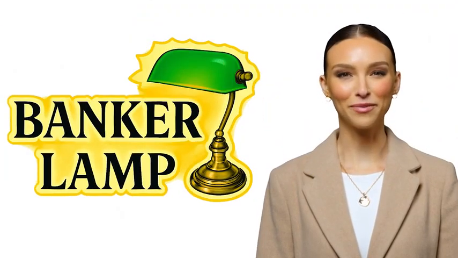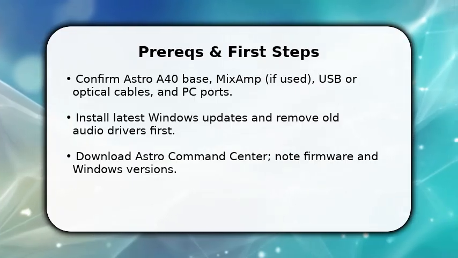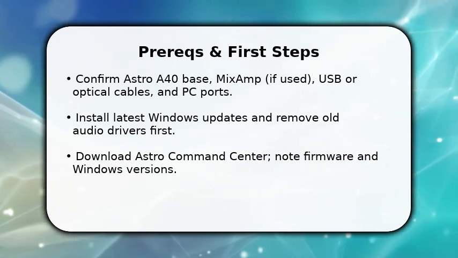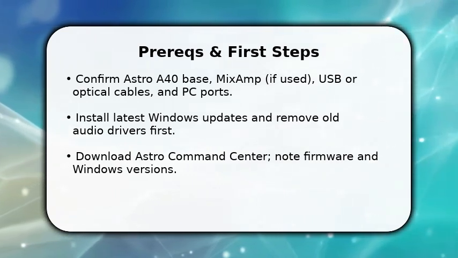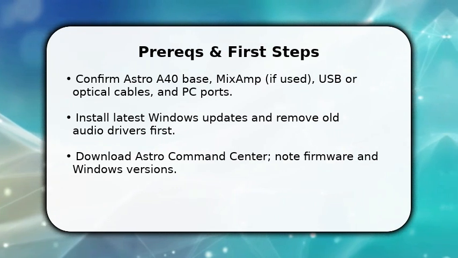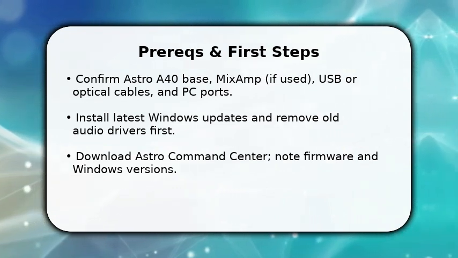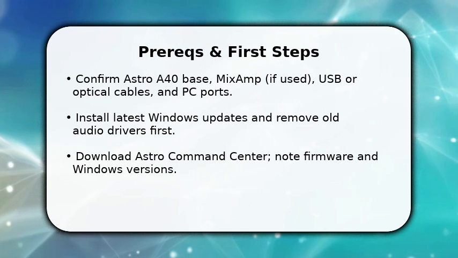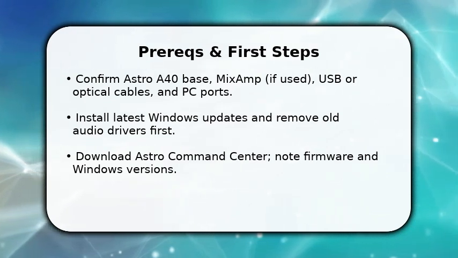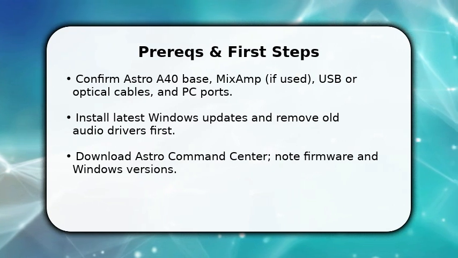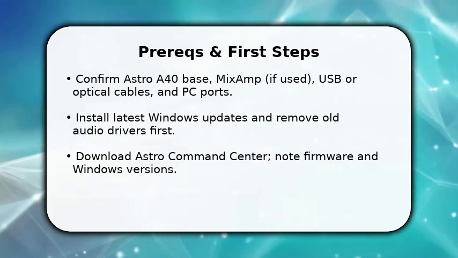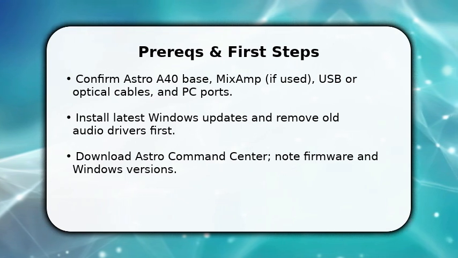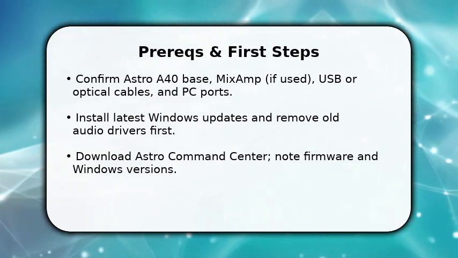Please enjoy the video. You start by confirming hardware: the A40 headset, the mix amp if included, and the correct USB or optical cable. Plug the mix amp into the PC USB and optical, or USB only, depending on your model, then power on. Once done, install Astro Command Center so the PC recognizes firmware and routing. This app handles mic side settings.